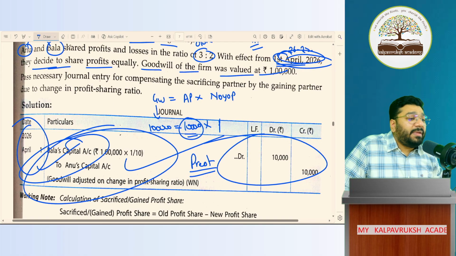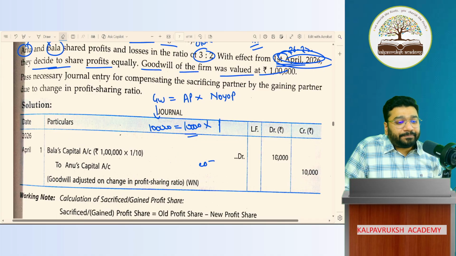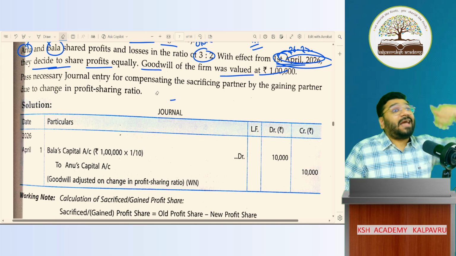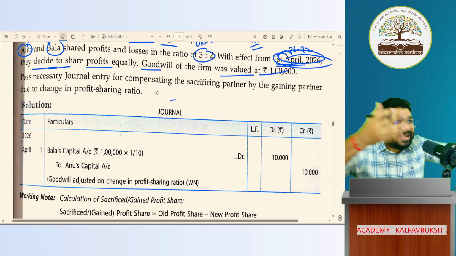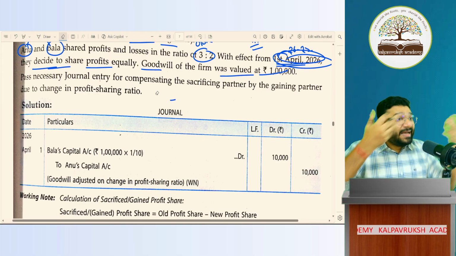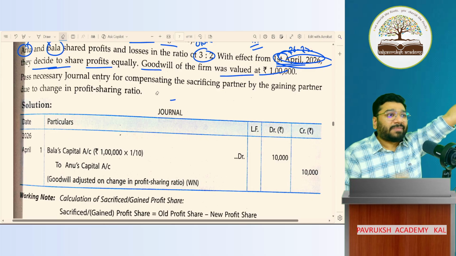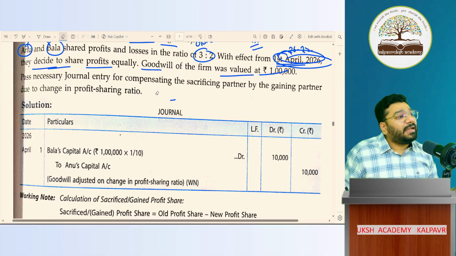So what does this entry mean here? This entry means that in future, Bala will get how much extra? 10,000 extra I will get. So today itself we are passing the recovery entry, thinking that in future Bala will get extra. No, that 10,000 we will recover today itself. For that we'll pass a recovery entry today itself.